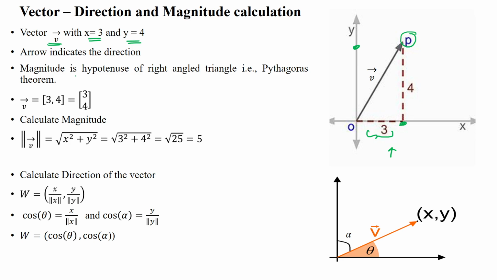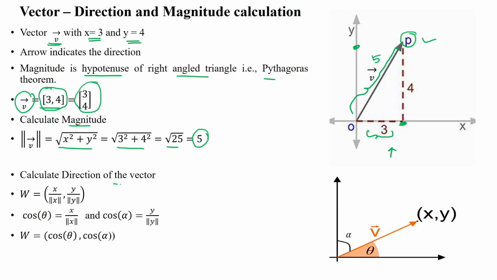Then we have to calculate the magnitude by using the hypotenuse of the right angled triangle, using the Pythagorean theorem. Here the vector is represented with x value and y value. You look at this, we are representing it using the row vector, or this one is representing the column vector. So we can represent it in either way. Here we calculate the magnitude of this vector v using the hypotenuse: square root of x square plus y square. Substituting the values, we get 5 as the magnitude of this line. So this length is 5, which is the magnitude of the vector.